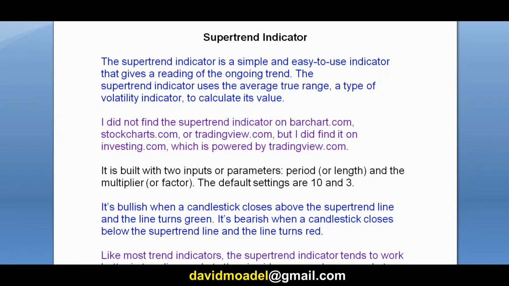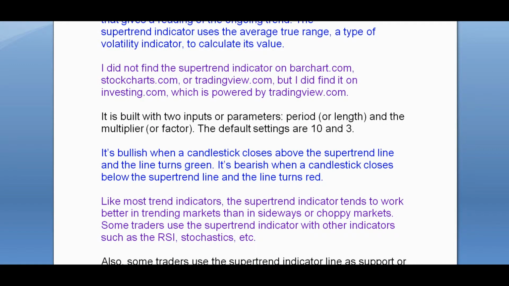This is an interesting one you might not know. The Supertrend indicator is a simple and easy to use indicator that gives a reading of the ongoing trend. The Supertrend indicator uses the average true range, which is a type of volatility indicator, to calculate its value. And I did create a video on the average true range if you'd be interested in that. Now, I did not find the Supertrend indicator on some of my favorite charting websites like barchart.com, stockcharts.com, tradingview.com, but I did find it on investing.com, which is powered by tradingview.com, interestingly enough.